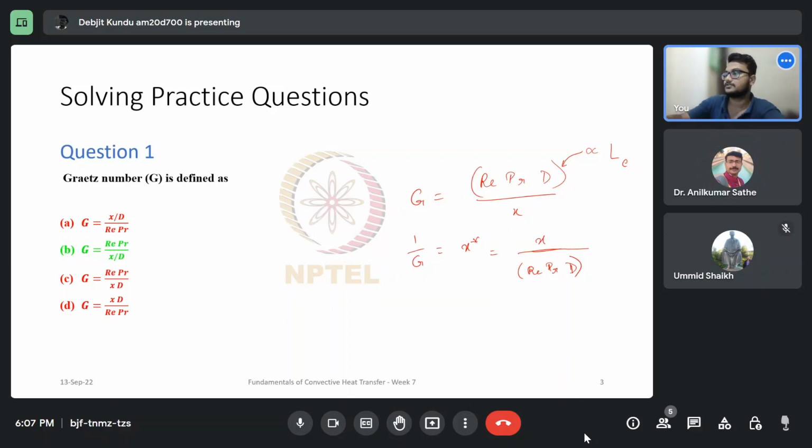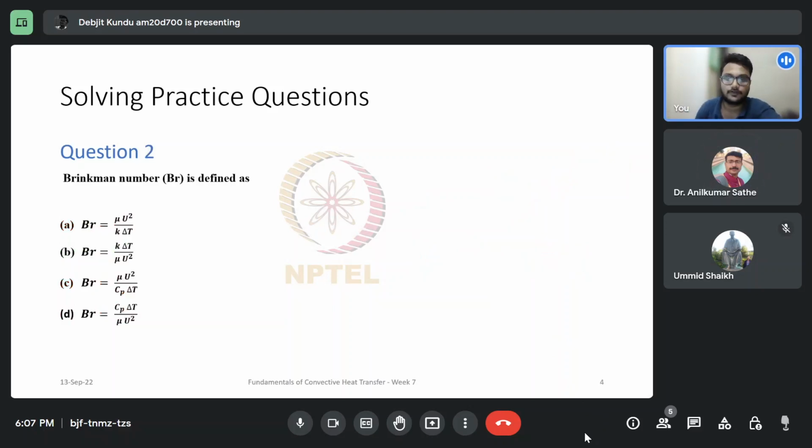Okay, moving on to question number 2. Brinkman number, another non-dimensional number which was discussed in the lectures last week. How is the Brinkman number defined? There are also four options given here. Try to pick out the correct one. Option A. Okay, again, very quick responses and correct responses.